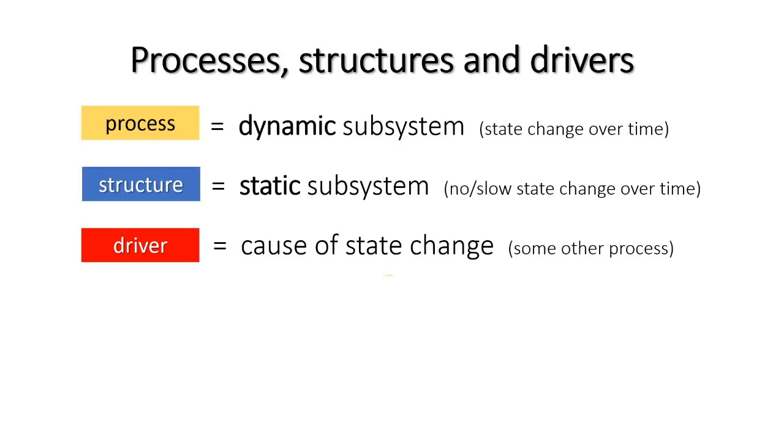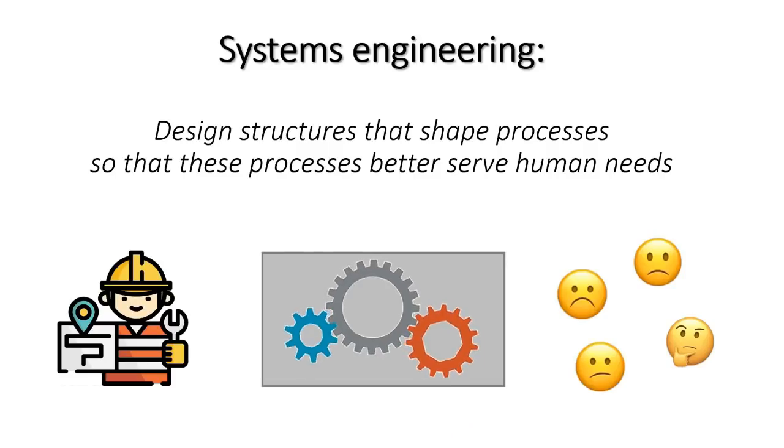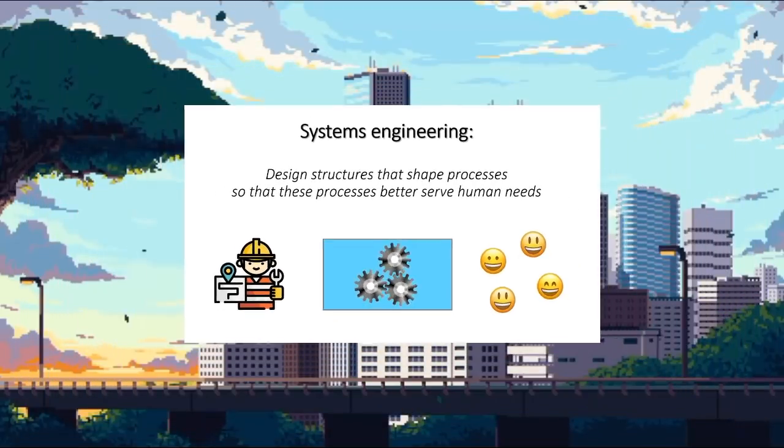So, fundamentally, structures and drivers are processes. Processes are the universal building blocks for engineers. But differentiating between processes, structures and drivers will help us in our thinking about systems engineering and design. Systems engineers design structures to shape processes so that these better serve human needs. But engineering always takes place in the context of some larger system.